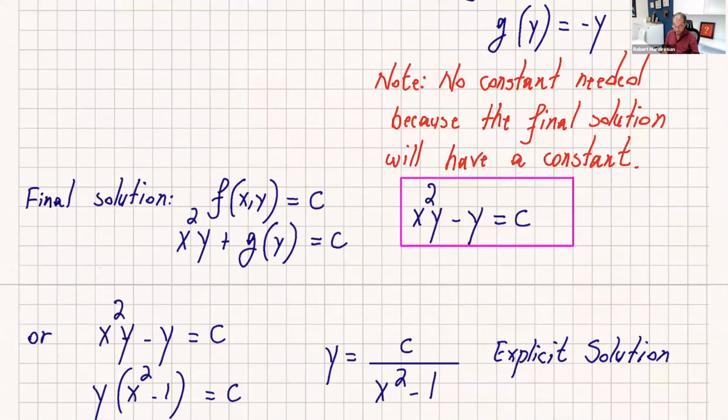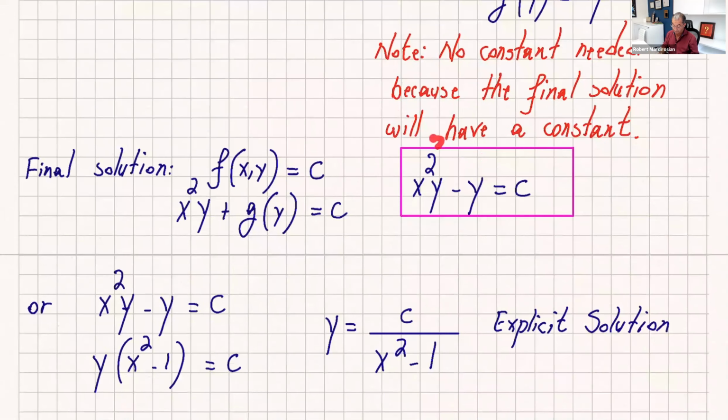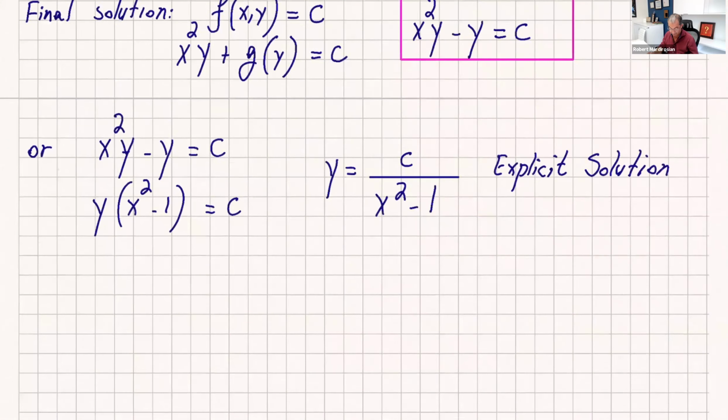In this case, that's the implicit solution, but you can easily isolate y here and you get y equals c over x squared minus 1. You can give some numbers for c and graph it and see those curves. And I put here, this is the explicit solution.